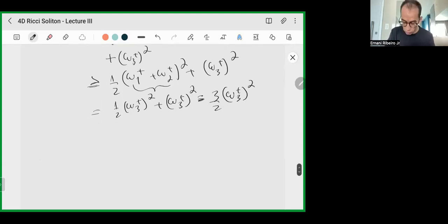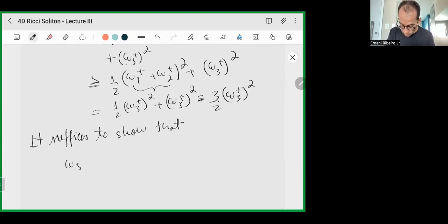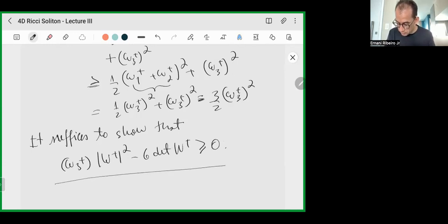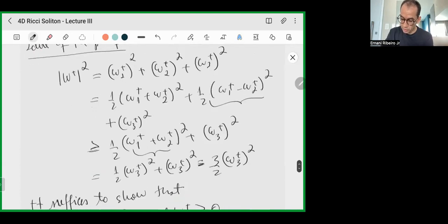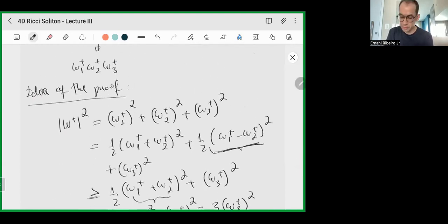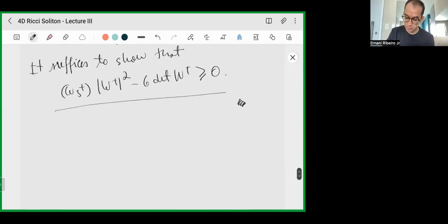Finally, it is sufficient to use this information to prove that it's easy to prove that this happens. Okay, I will leave this as an exercise. It's very simple. Then we can check this for any four-dimensional manifold. So in particular, equality holds if and only if omega 1 plus is equal to omega 2 plus, okay? The first two eigenvalues are equal.